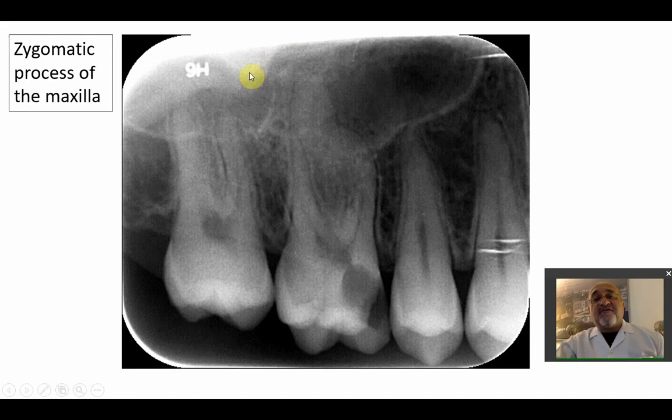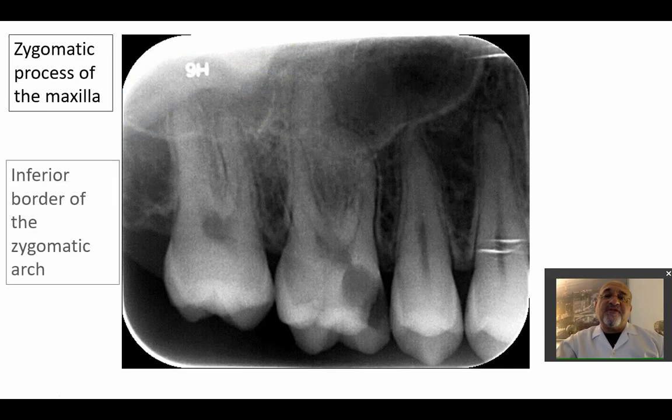So the zygomatic process of the maxilla is a U-shaped, or sometimes J-shaped, radio-opacity located above the molar teeth, while the posterior extension, which is marked here in blue, of the zygomatic process of the maxilla is the zygomatic arch. This is the zygomatic arch, while this is the zygomatic process of the maxilla. So please, there is a difference. The zygomatic arch is a posterior extension of the zygomatic process of the maxilla, but what really appears on the radiographs is the zygomatic process of the maxilla.